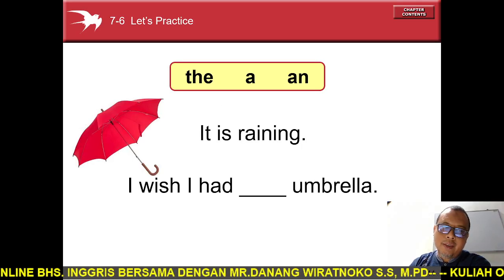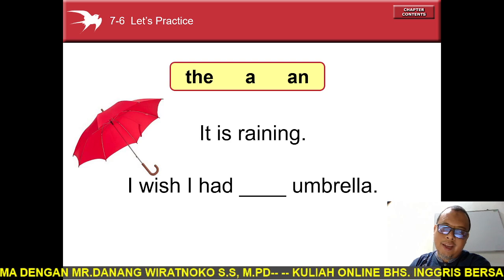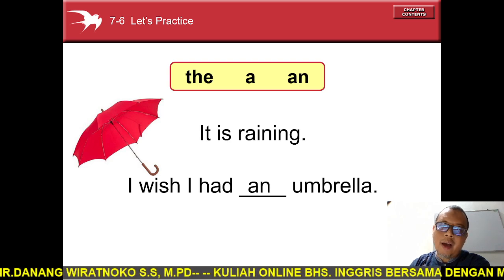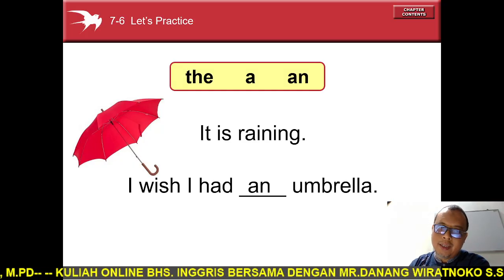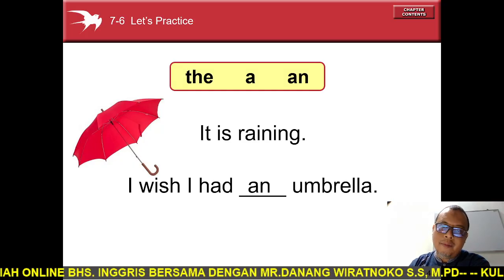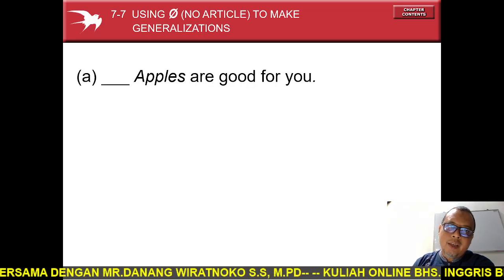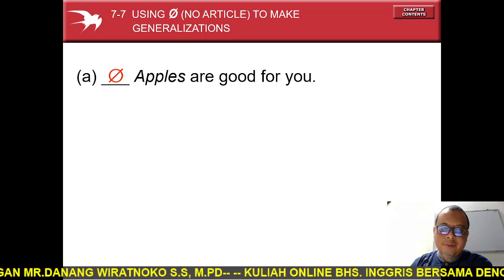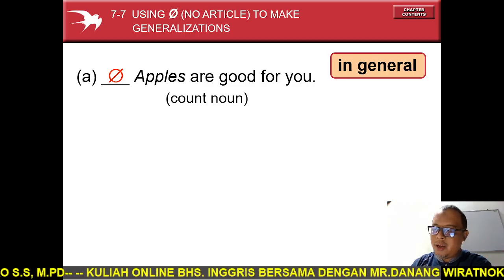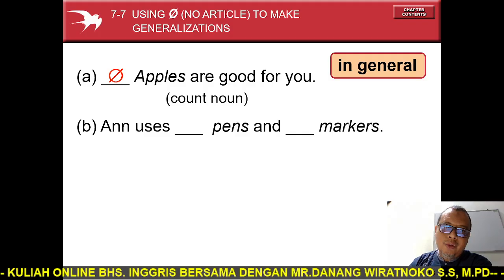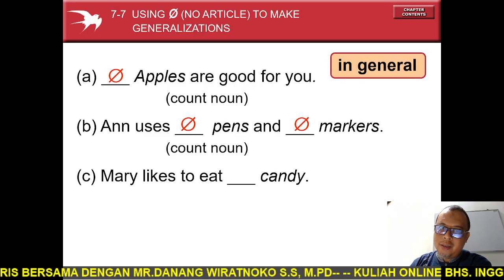It is raining. I wish I had an umbrella. Not a umbrella, but an umbrella. I wish I had an umbrella. Okay, apples are good for you. In general, we don't use the apple or an apple. And use pens and markers. We don't use a pen or the marker.